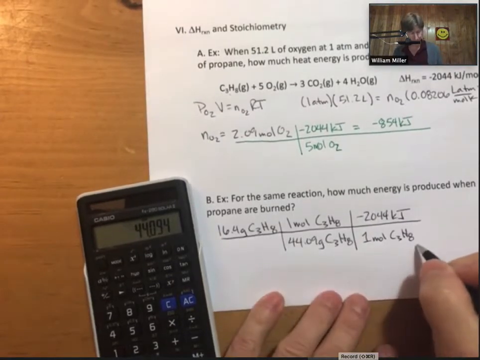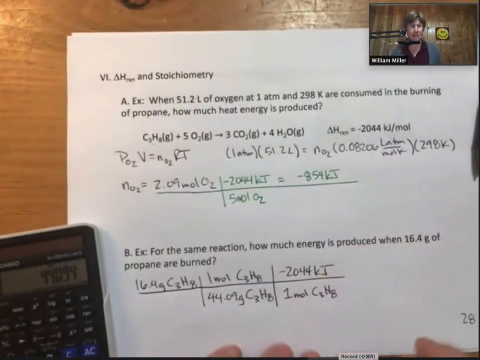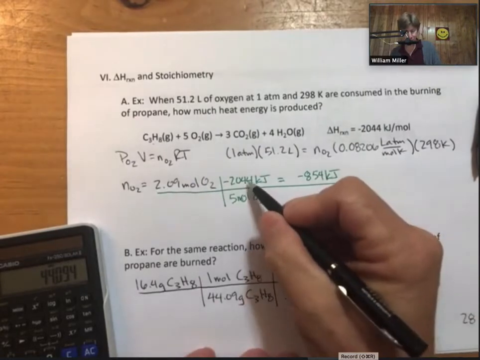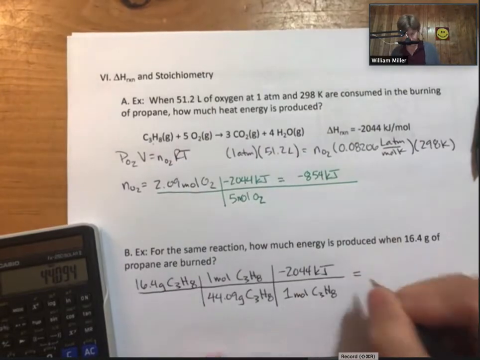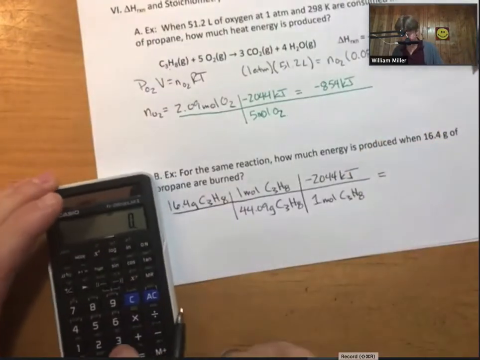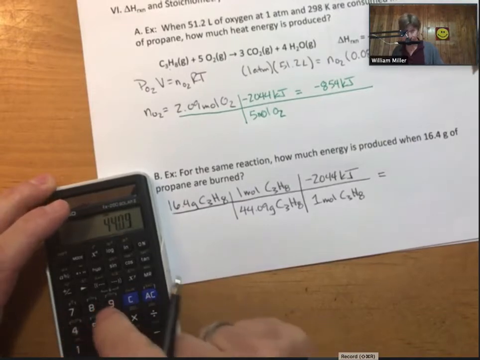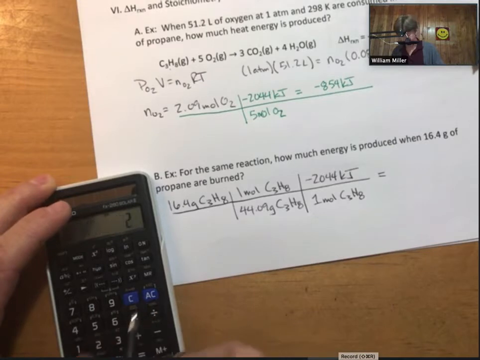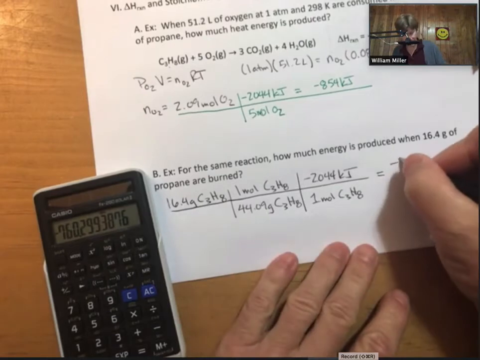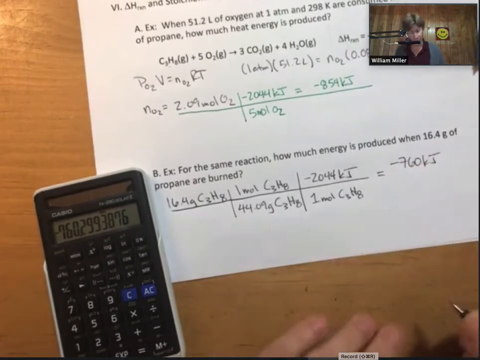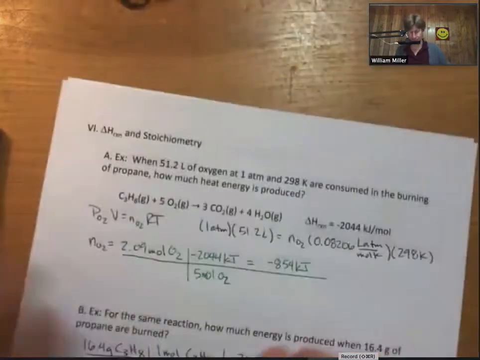And so here is our delta H. Above in the previous example, we had to massage our delta H into that negative 2,044 kilojoules per 5 moles. Well, now let's multiply this out. And this time I get minus 760 kilojoules. It is just kilojoules because all my other units cancel out.